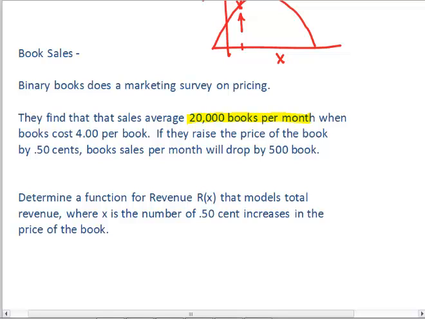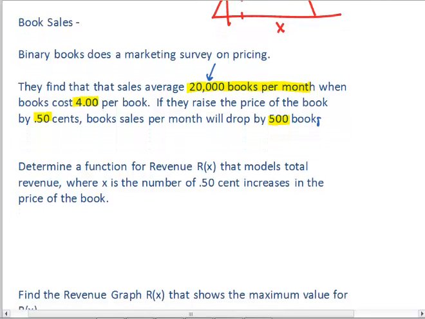20,000 books per month when the books cost $4 per book. And the marketing survey said that if they raise the price just 50 cents, then the sales will drop by 500 books. And sometimes that may be catastrophic for your company, but remember, this is 20,000 books being sold per month. And by increasing the price just a little bit, you may drop off on sales, but you may or may not see an increase in revenue. So how do we determine that?